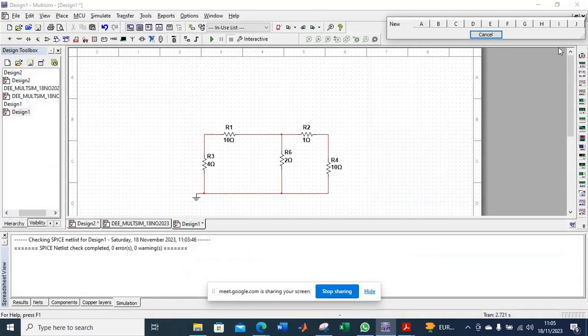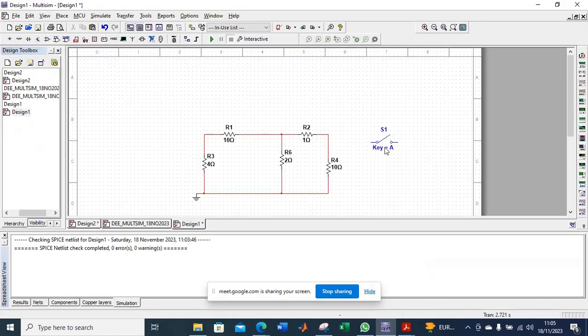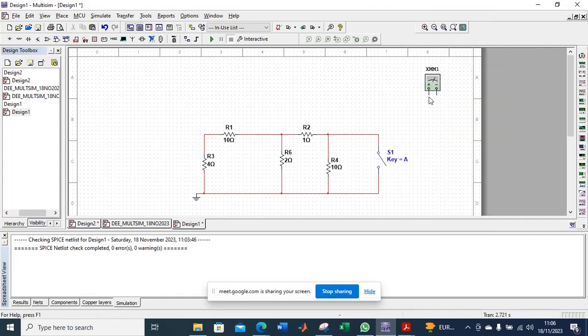Okay, let me simulate it using a switch. Let me rotate it, and let me bring back my multimeter. I'm going to connect it here and there. This switch is closed by key A, so if I press A, it will close.